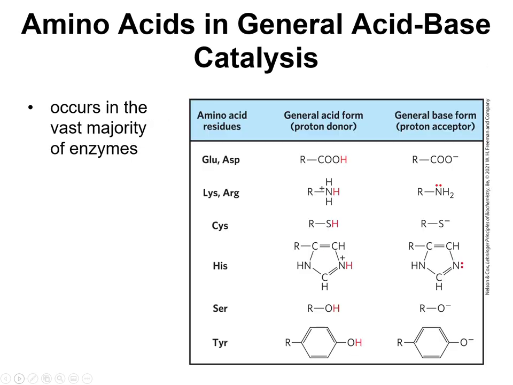So like I said, a lot of enzymes use acid-base catalysis. And this table gives you a great idea of how amino acid residues can act as general acids and general bases. So I definitely recommend sitting down with this table and making sure that you understand how each of these residues in this box can act as a proton donor and a proton acceptor.